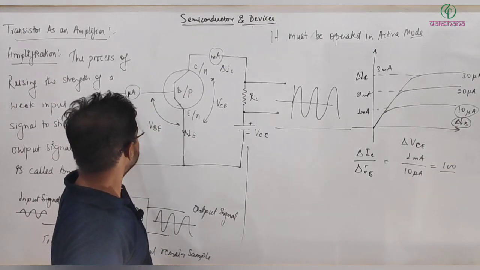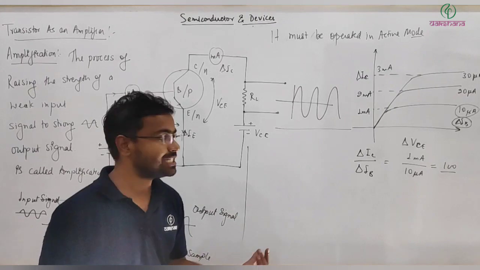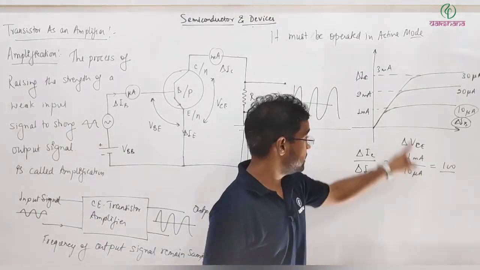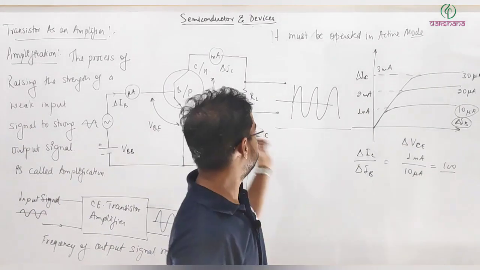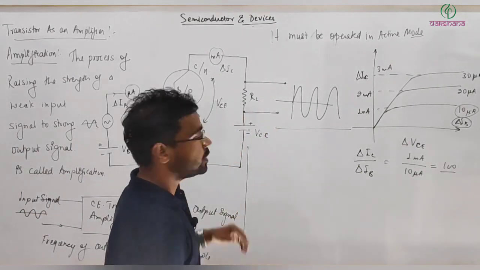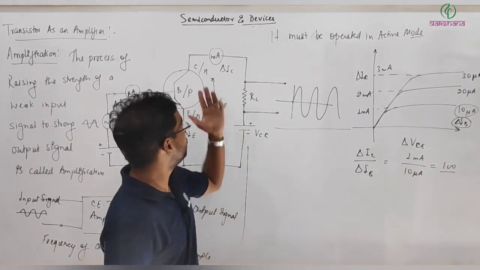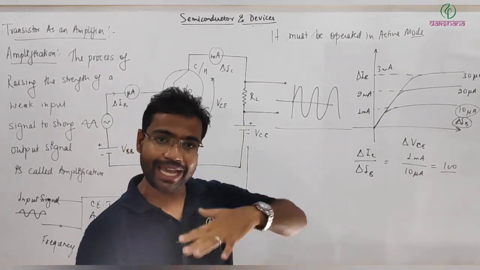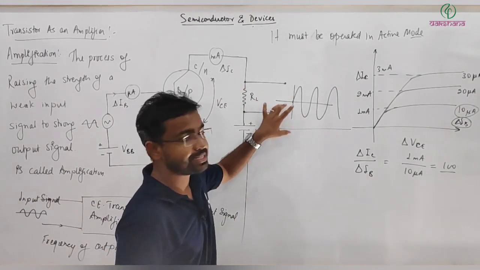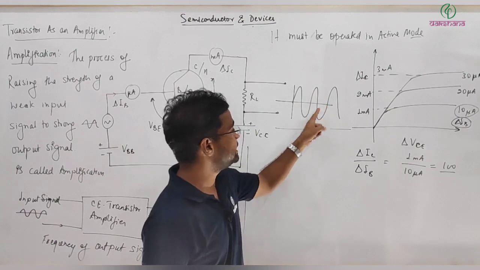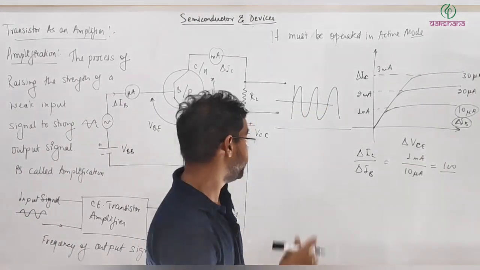But the point is, when the change in this current is small, the change in output current will be large, and that is almost 100 times. This is just for one case, it may be even 200 times also, depending on the parameters of the transistor. So this way, the output current is magnified, it's amplified, and here we are getting a signal taken as output, and you can see here the output signal is also amplified.